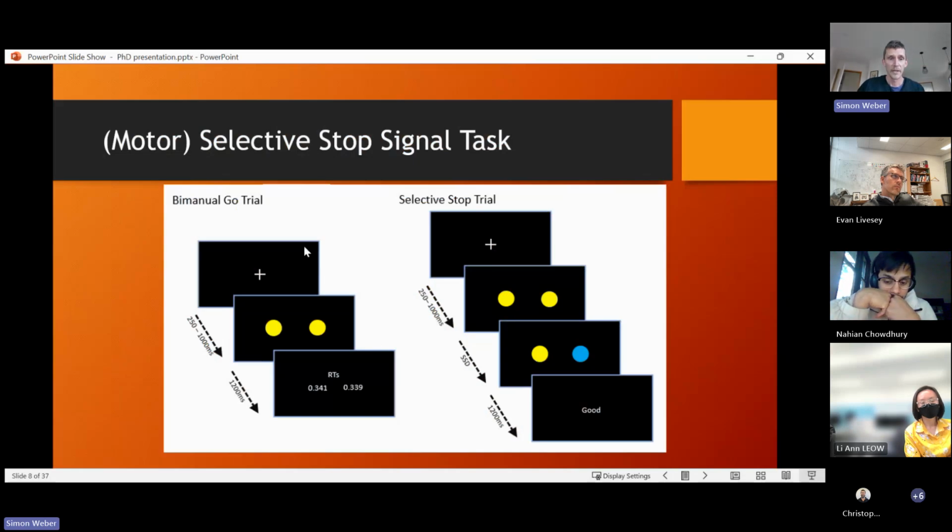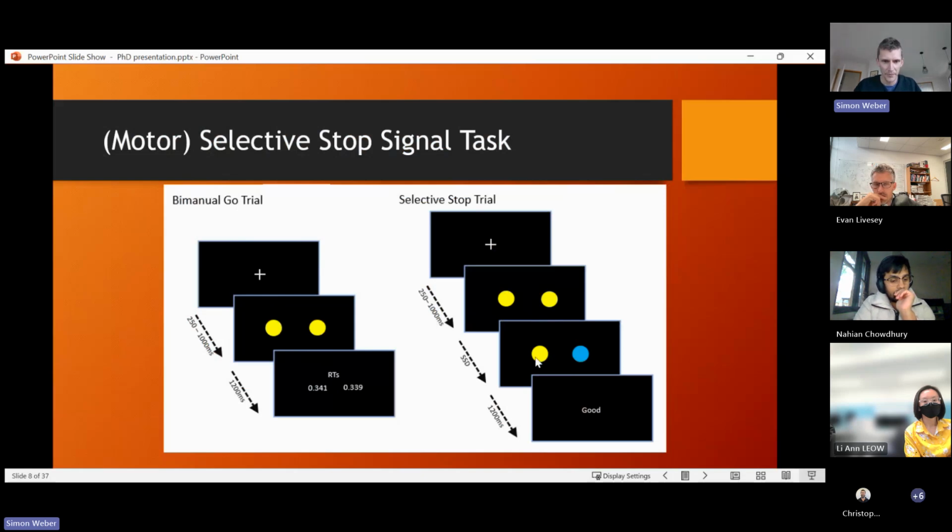And how do you instantiate this in a behavioral task? So this is an example of a motor selective stopping task. So the Go trials, similar to the ones I was describing before, still involve just responding to a stimulus, but in this instance, it's not a choice, it's a bimanual response. So you're pressing with both the left and right buttons. But then on a subset of trials, you have to stop just on one side. So you can see here that, so this is the stop signal here. It's appeared just on the right.